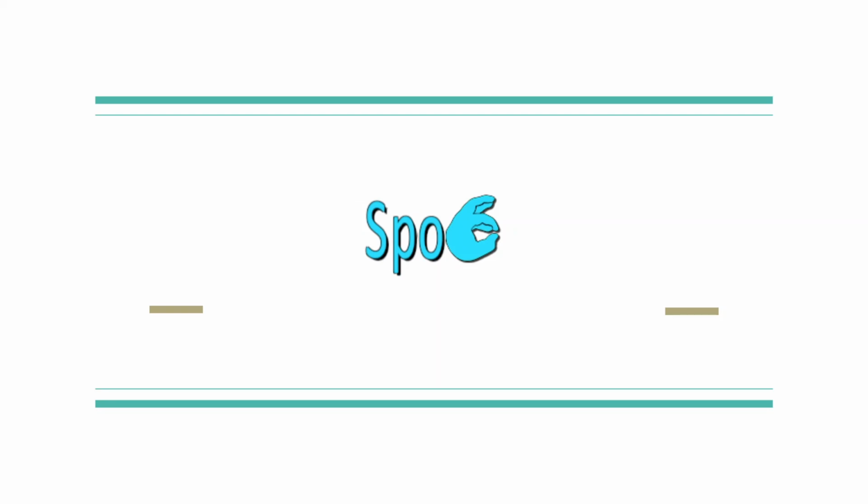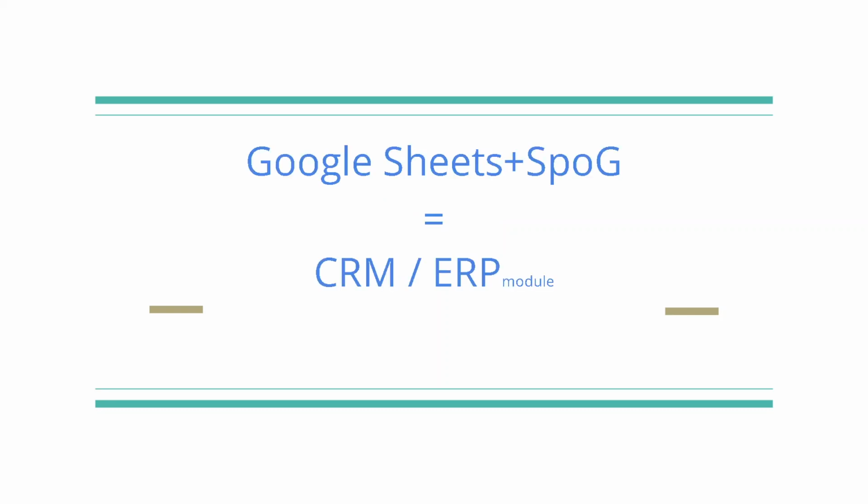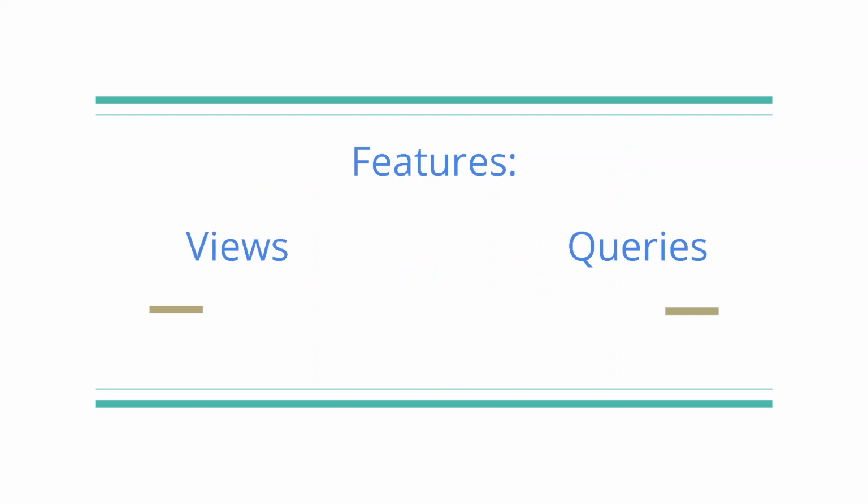SpoG is a Google Sheets add-on that generates various components of a fully functional database application. The application can be a CRM or other modules of an ERP system. This video introduces two main features of SpoG: views and queries.